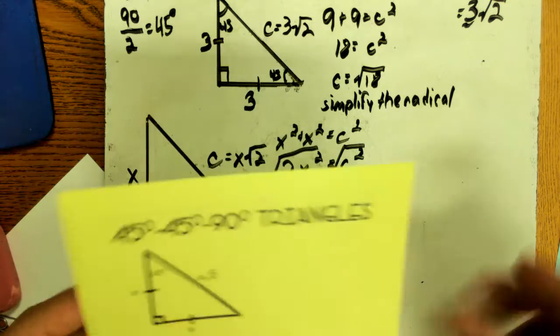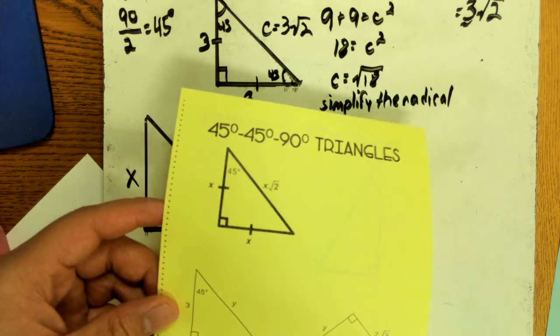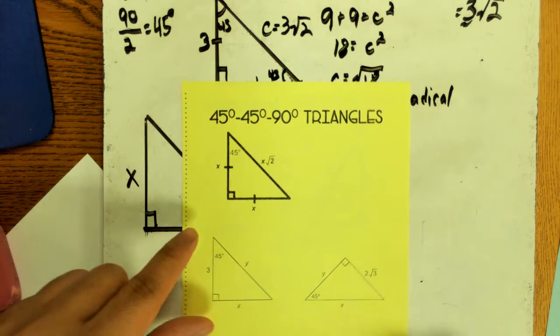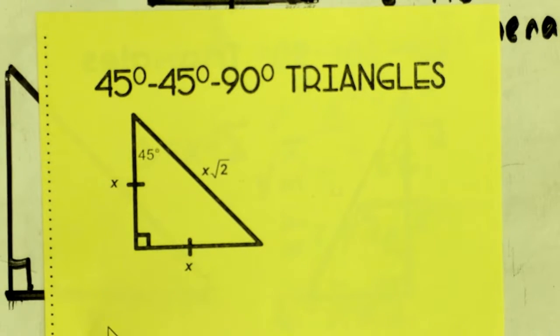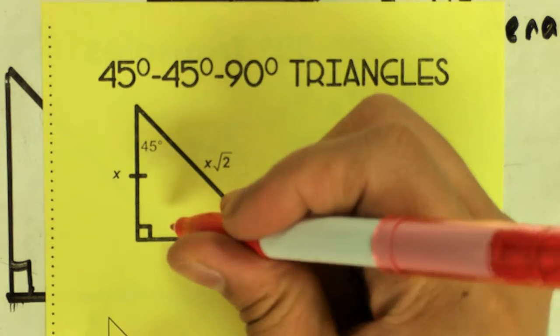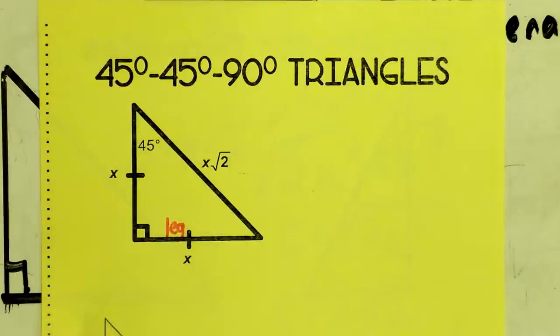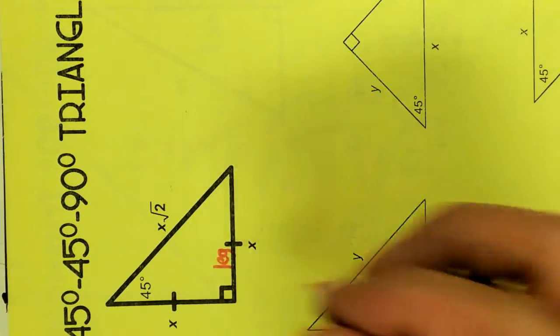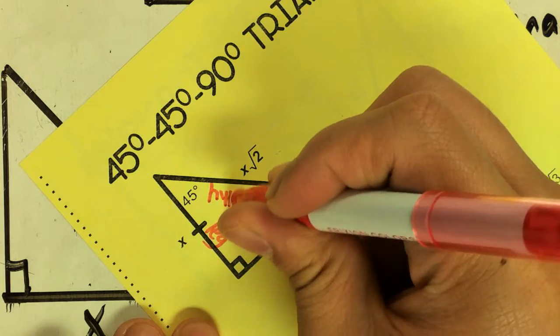So now let me move over to this sheet right here. Okay, so there's your pattern, an x, an x, an x square root 2. So let's write the general rules for this. First, I will label the parts of this triangle. Okay, this is called a leg. Over here to the side is your other leg. And right here is your hypotenuse.